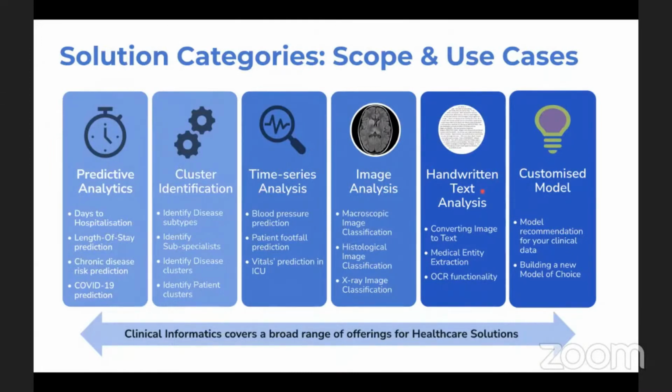And anything can be a combination of all these 5 categories, and it will be a customized model, and that model can also be developed. So clinical informatics covers this broad range of offerings of healthcare solutions.